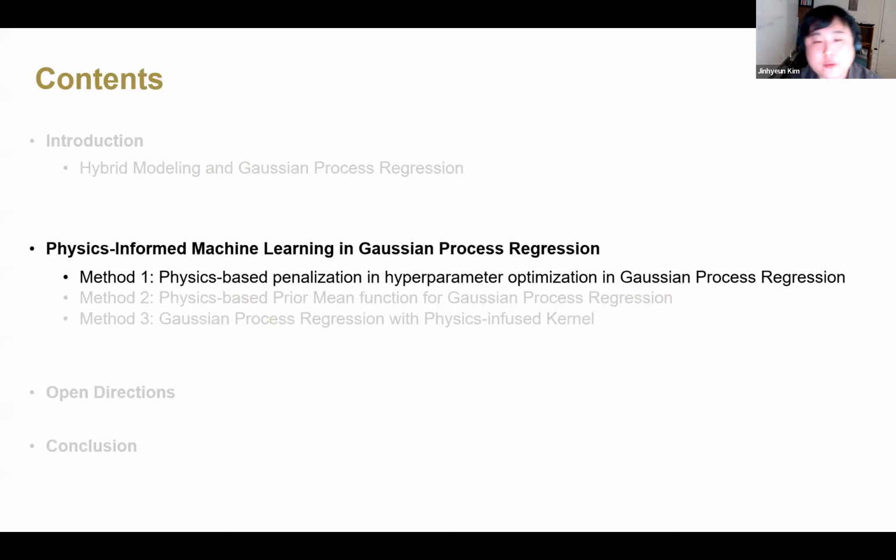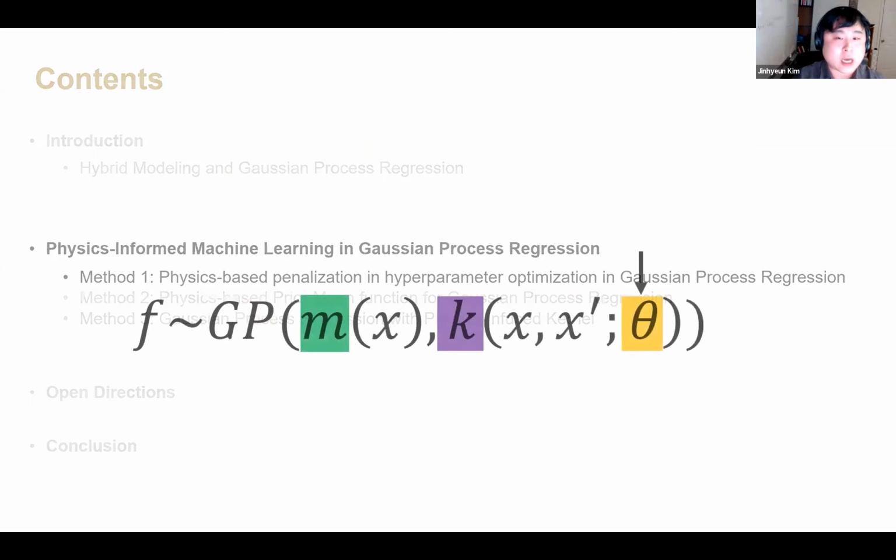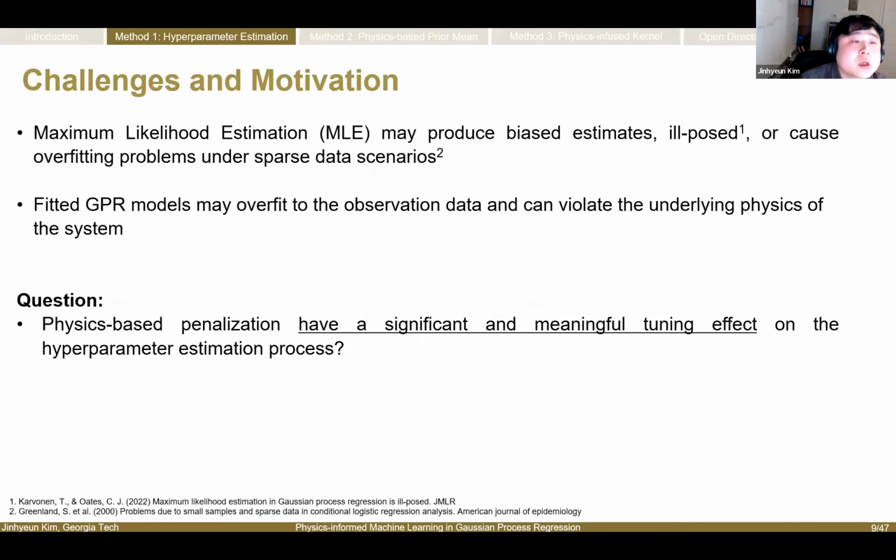Let's talk about the first method, the hyperparameter estimation. Maximum likelihood estimation is a popular choice by many modelers who use GPR to estimate the hyperparameters of the kernel. It is an unbiased estimate for large samples, which means that the expected mean is the same as the sample mean. However, in sparse data scenarios, this MLE may produce biased estimates.